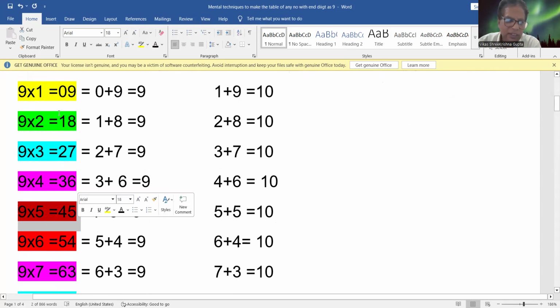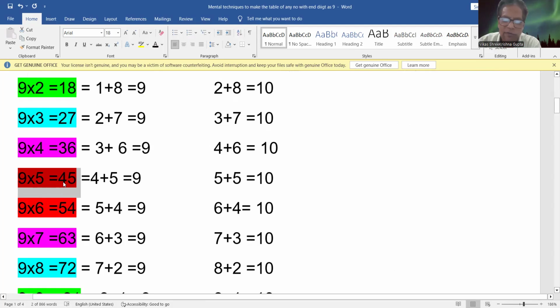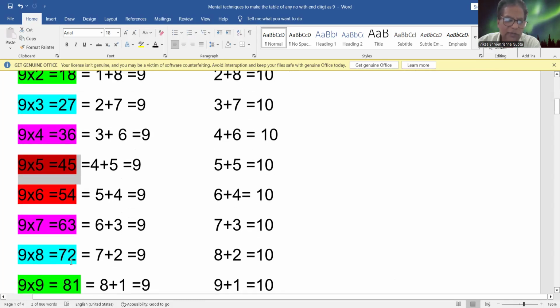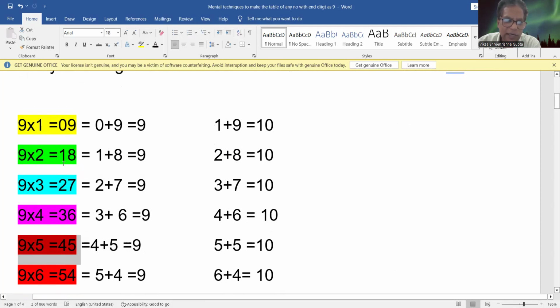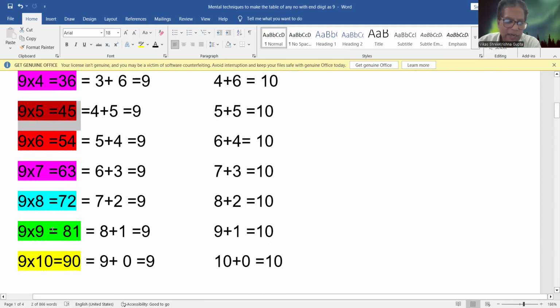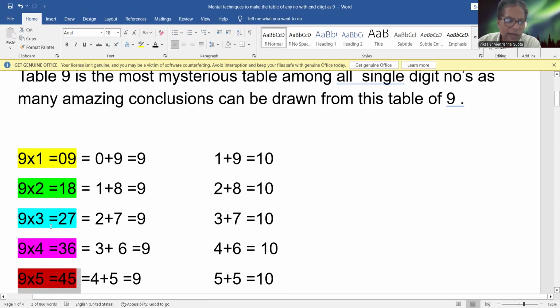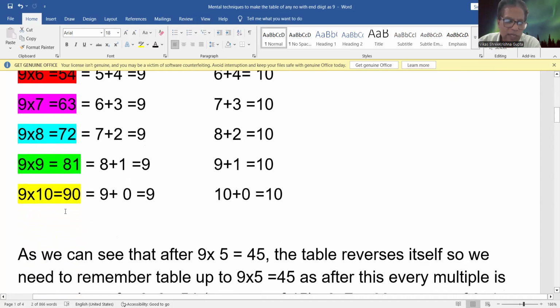9 into 6 is the reverse of 45, that is 54. In the same way, 9 into 7 is the reverse of 9 into 4, meaning 63. 9 into 8 is the reverse of 9 into 3, that is the reverse of 27, that is 72. In the same way, 9 into 9 is the reverse of 9 into 2, which is 18. 18 reversed is 81. And lastly, 9 into 10 is the reverse of 9 into 1, which is 09, reversed 90.